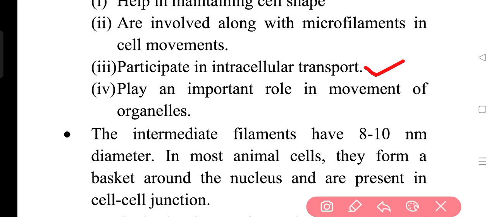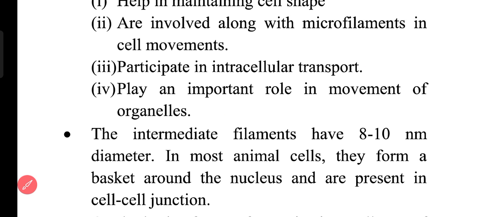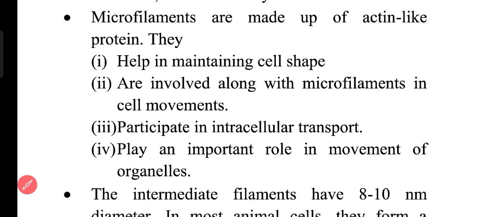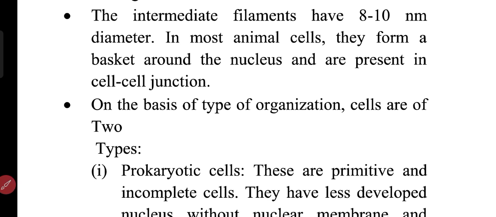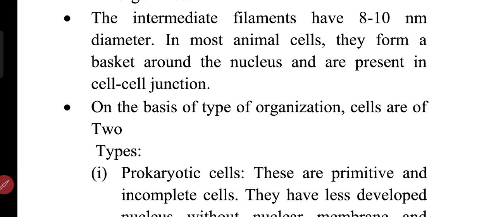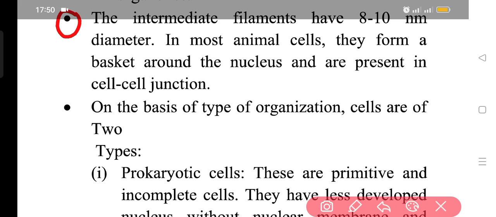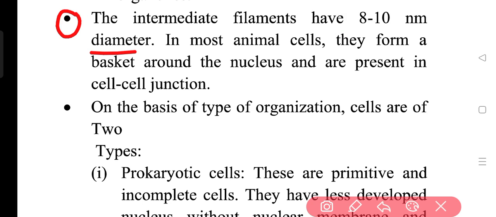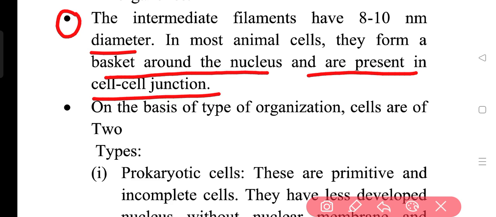They participate in intracellular transport and play an important role in the movement of cell organelles. So these are the functions of microfilaments. Then we go to intermediate filaments. What is the function of intermediate filament? The intermediate filaments have 10 nanometer diameter. In most animal cells, they form a basket around the nucleus, and they are present in cell junctions. So mainly these are the fibrous proteins present in the cell.